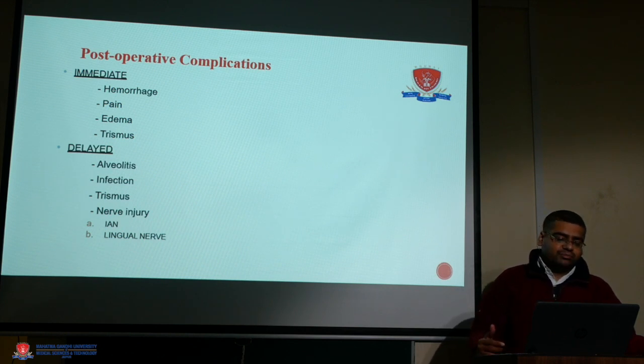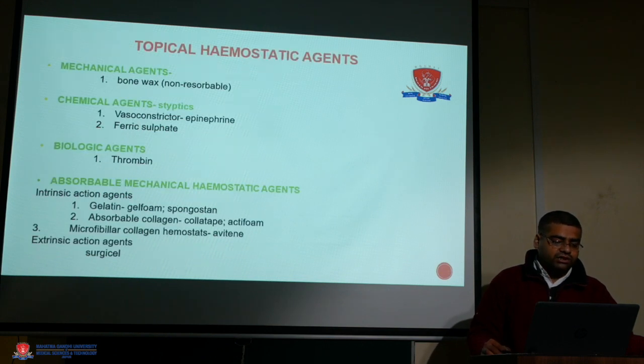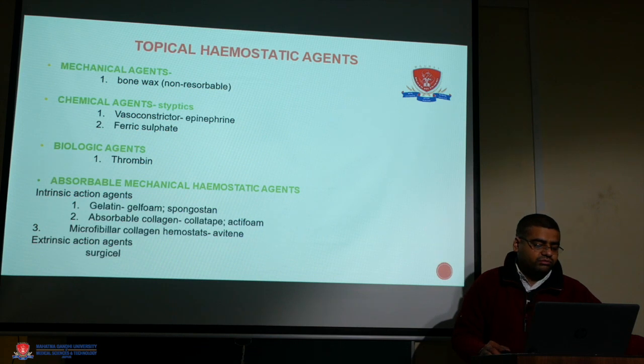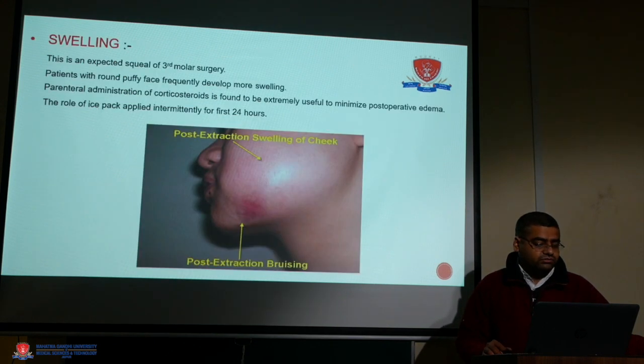Hemorrhage, bleeding, pain, edema and trismus, delayed alveolitis, infection, and nerve injury: lingual nerve injury, inferior alveolar nerve injury. Then for hemostasis, we can use mechanical, chemical and biological agents like bone wax, vasoconstrictor, ferric sulfate, thrombin. Absorbable mechanical hemostatic agents are gelatin gel foam, absorbable collagen, collatab, acetoform, microcollagen hemostat.